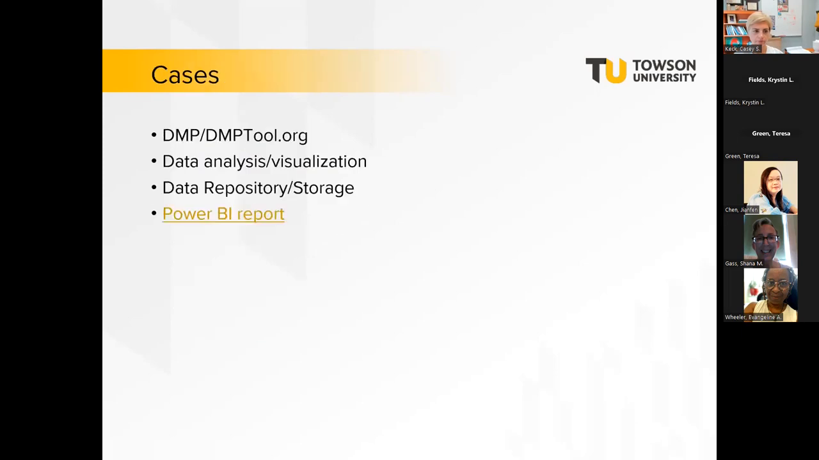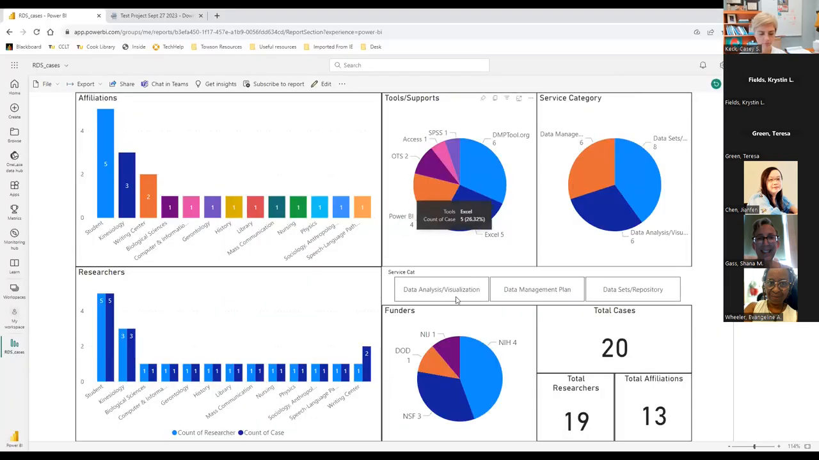And here are the cases that I have handled. I want to show you these in three different service categories: DMP, Data Management Plan, DMPTool.org; Data Analysis and Visualization; and Data Repository and Storage. And this is the Power BI report link. By clicking this link, you'll be redirected to visualize the report. So let me share this for you. All right.